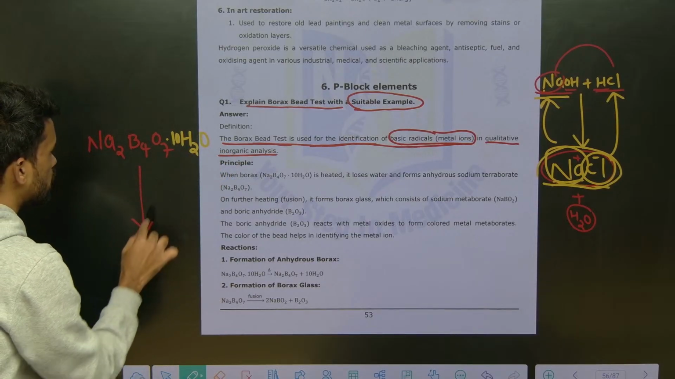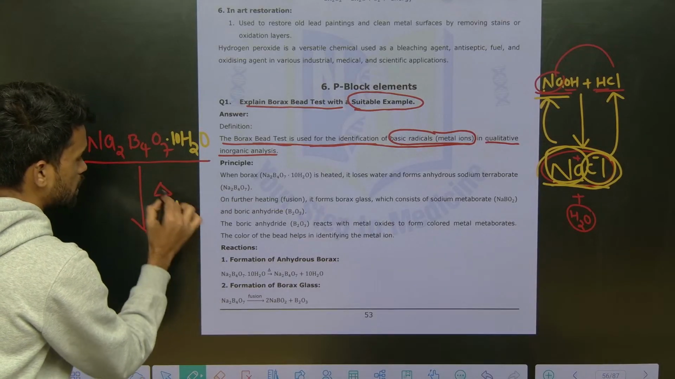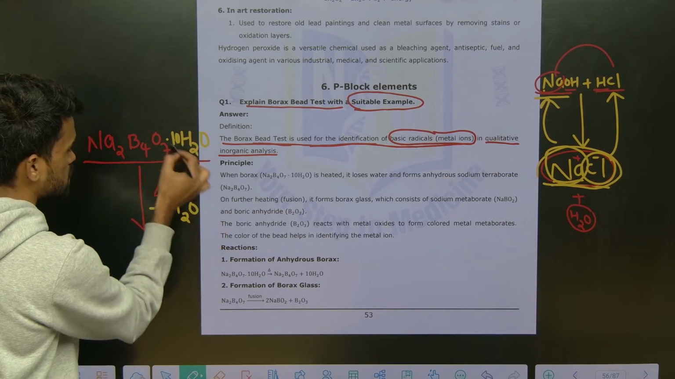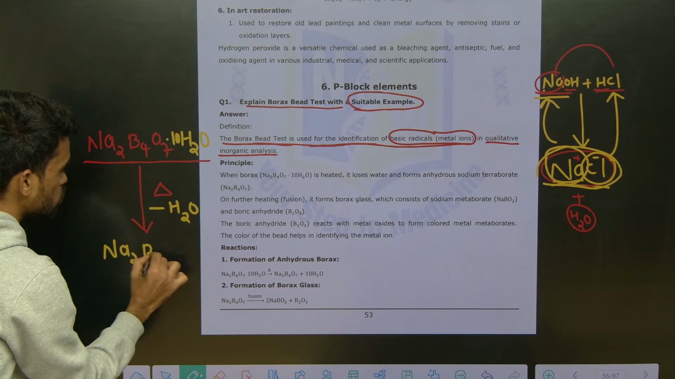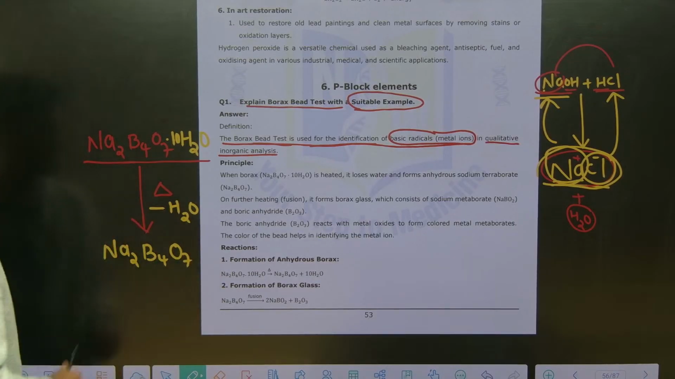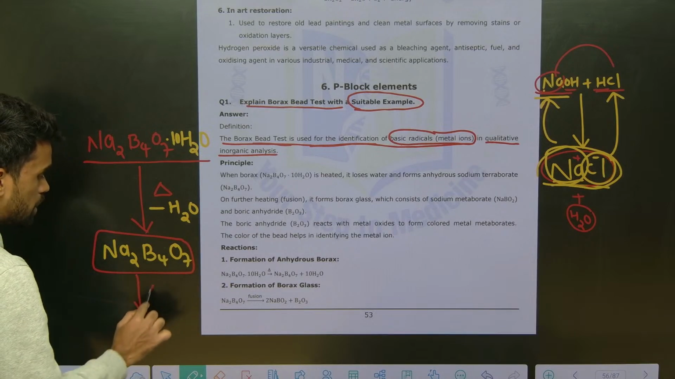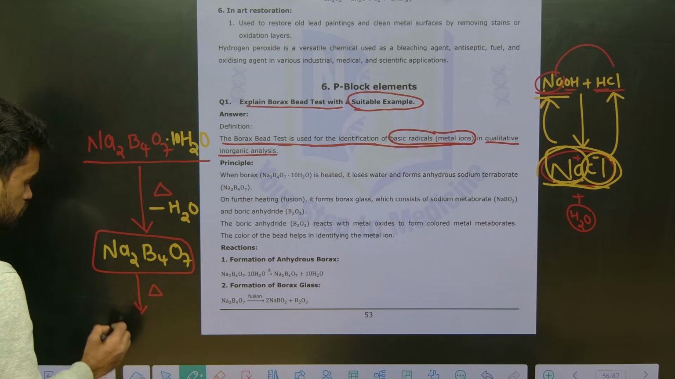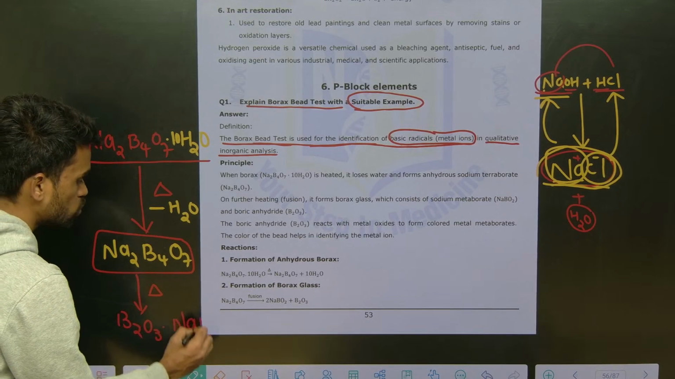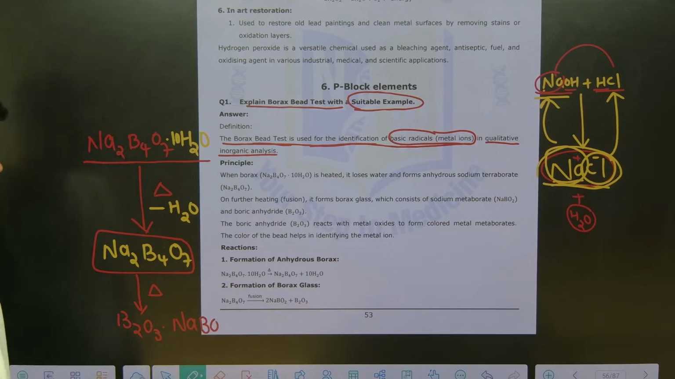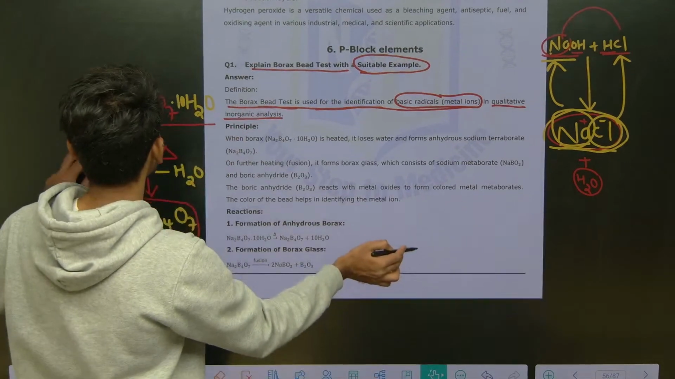Now when you heat this borax, what happens? It undergoes dehydration, and all the water molecules are removed, so that you get Na2B4O7 as a product. This is the anhydrous form. Upon heating this further, it gives you B2O3 and NaBO2. Now what is the name of this reaction?